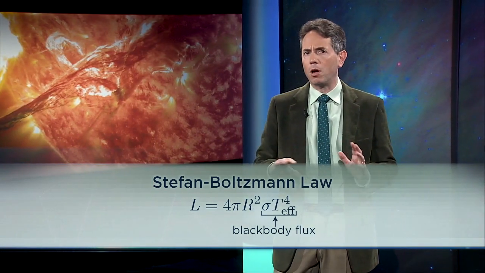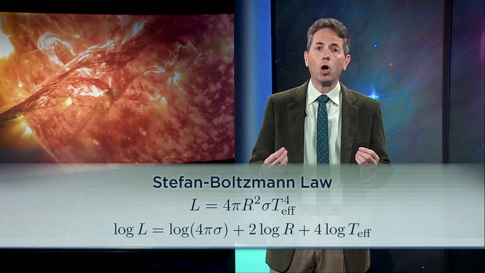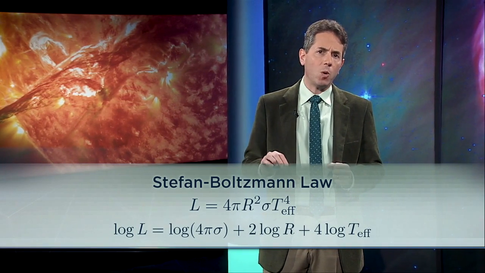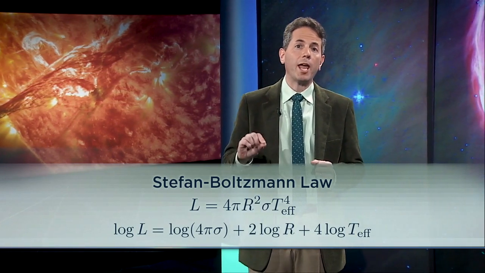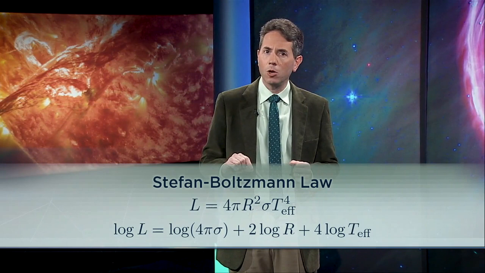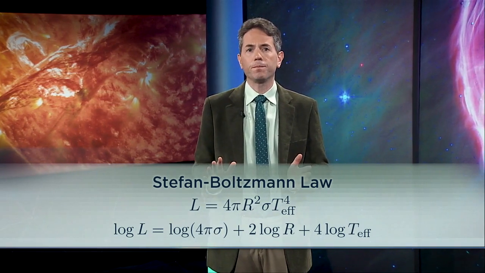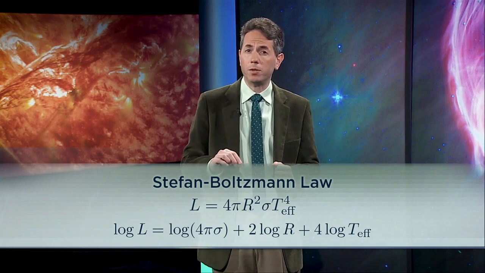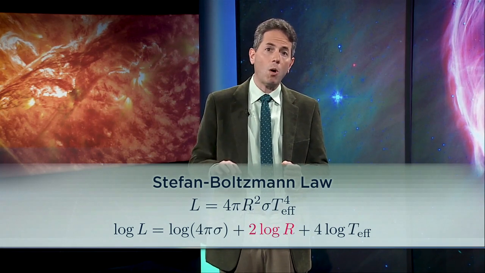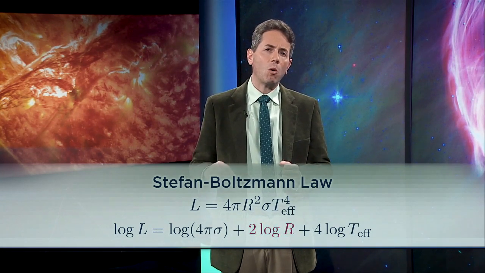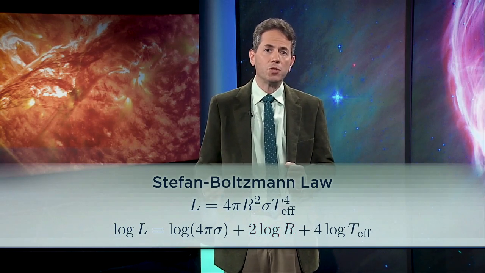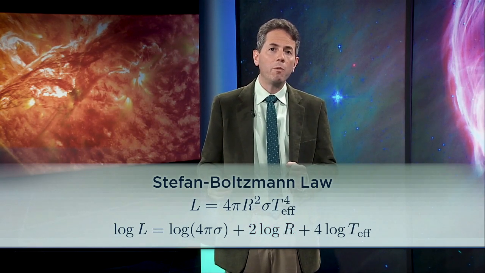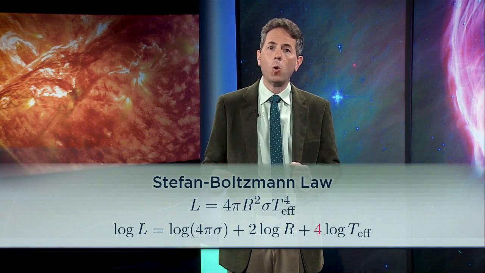And since we're looking at a logarithmic chart, let's take the log. The result is an equation that connects the location of a point in the chart with the radius of the star. Say we're observing a bunch of stars, and they all have the same radius, r. Then 2 log r would be a constant. So if we plot log L versus log T effective, we would get a straight line with a slope of 4.